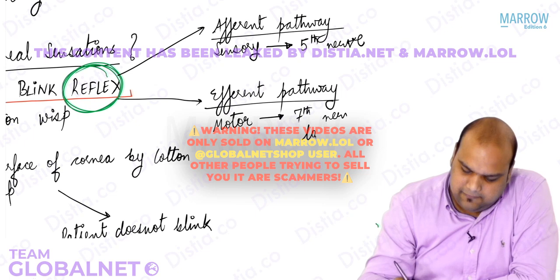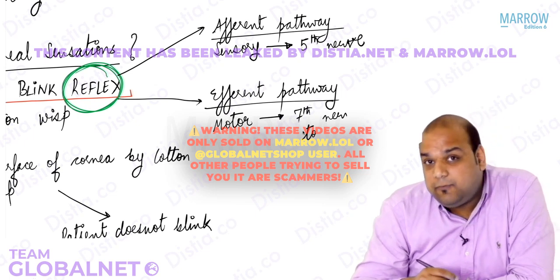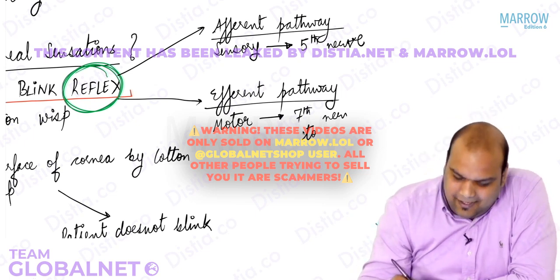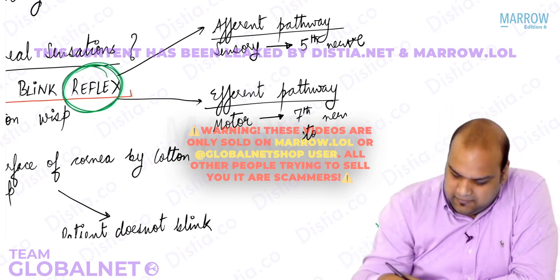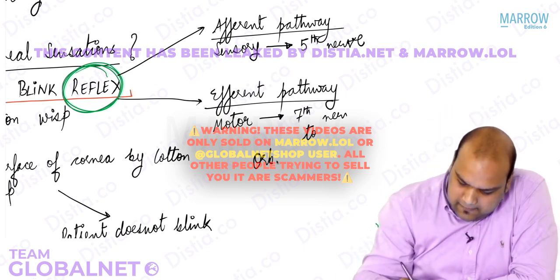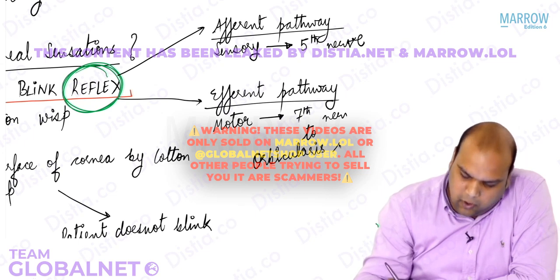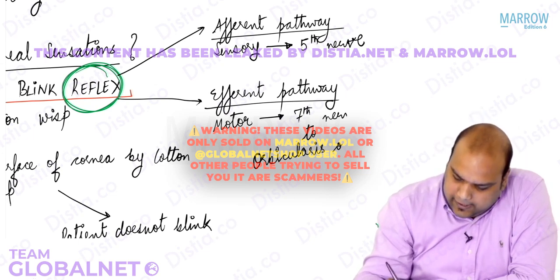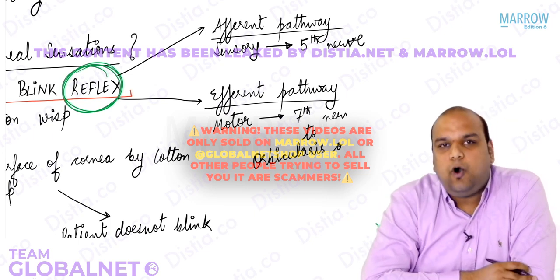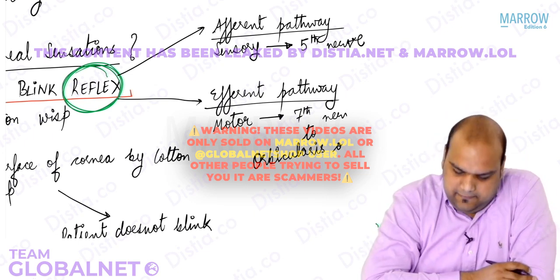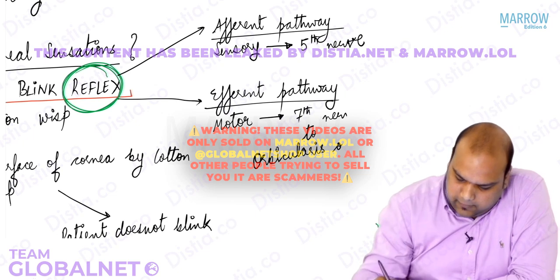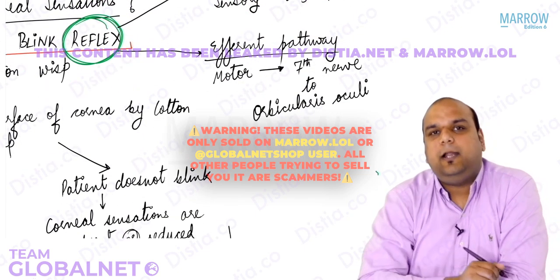To which muscle? 7th cranial nerve to which muscle, guys? LPS, no, LPS is supplied by 3rd nerve. To orbicularis oculi. So orbicularis oculi, efferent pathway, motor nerve, seventh nerve to orbicularis oculi.